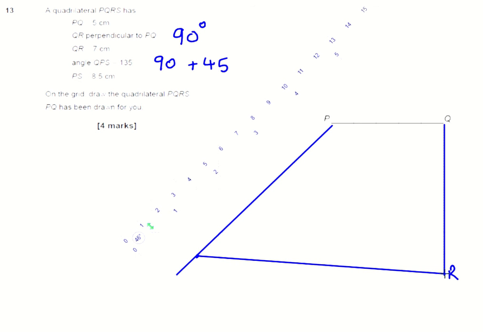And so we have the point S, and so quadrilateral PQRS has been drawn. This is going to be the end of the first part of this video. Join us back for question 14 onwards in the subsequent parts.